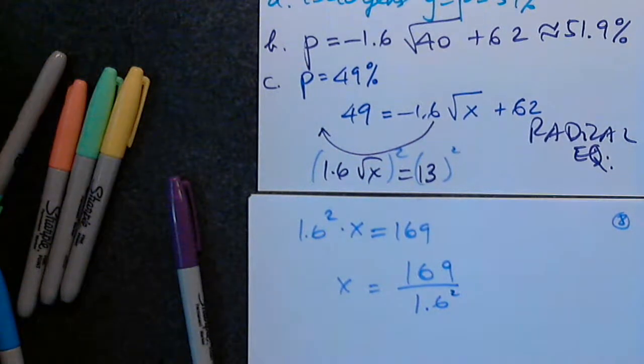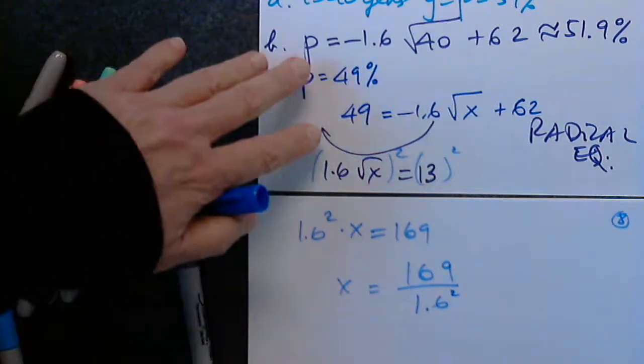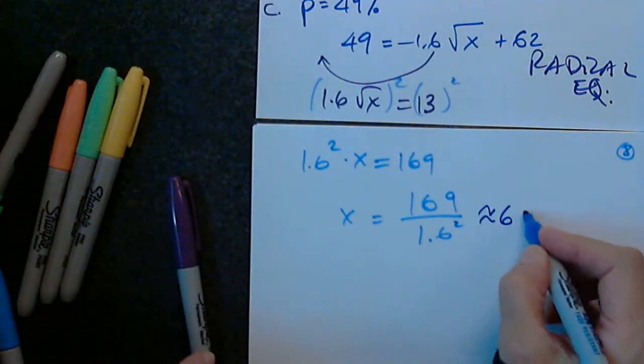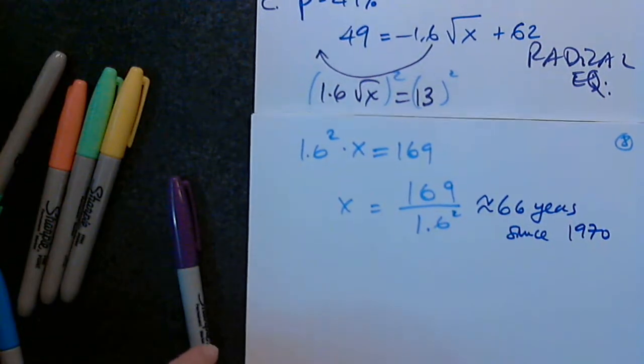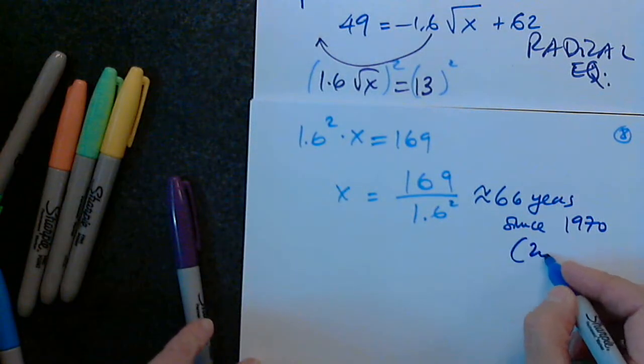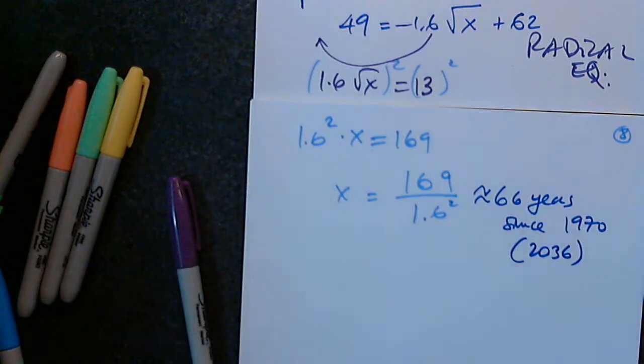Squared, of course. So with a graphing calculator, we have 169 divided by 1.6 squared. 66. What does 66 mean? That's the number of years since 1970. Excellent, well done. So approximately 66 years since 1970, which is in the year 2036. Well done.